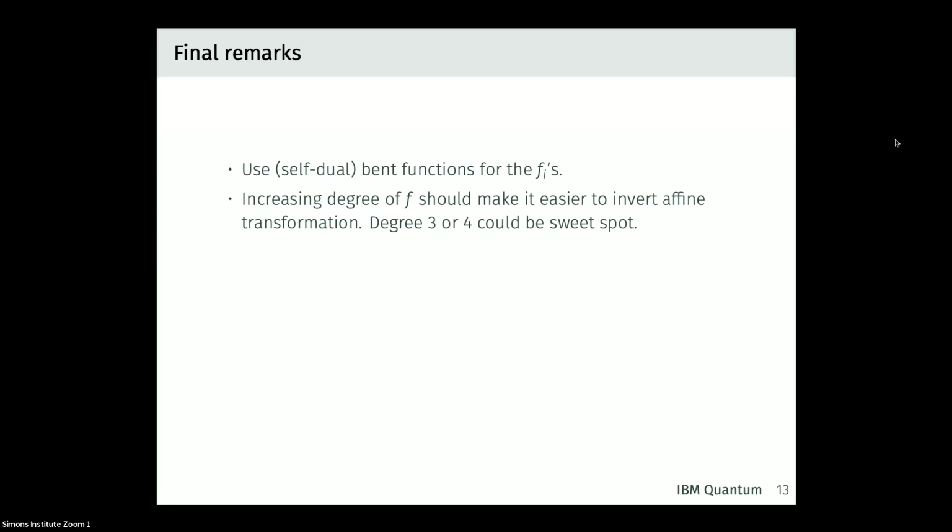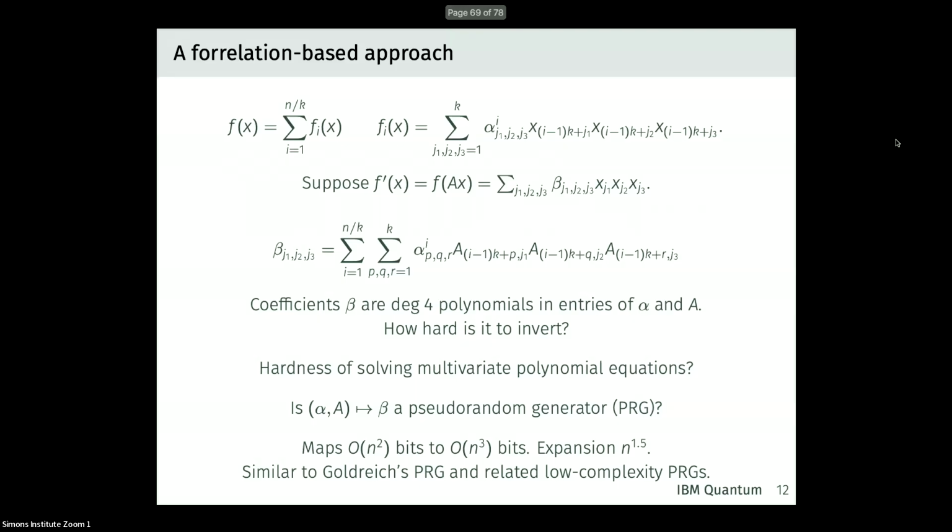So one interesting fact is that increasing the degree of F seems like it should make it easier to invert the affine transformation. If we go back to this PRG picture, with a higher degree polynomial you're still going from n squared bits. The number of coefficients is still linear and the size of A is still n squared, but now you're mapping to n to the 4, n to the 5, the number of coefficients of this larger degree polynomial.